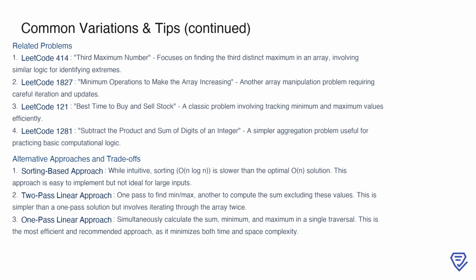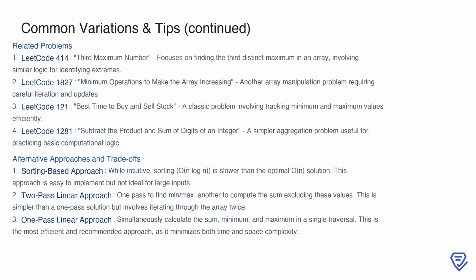Similarly, LeetCode 1827, minimum operations to make the array increasing, requires iterative updates to an array while adhering to specific rules. Another related problem is LeetCode 121, best time to buy and sell stock, which focuses on efficiently tracking minimum and maximum values. Lastly, LeetCode 1281, subtract the product and sum of digits of an integer, is a simpler problem that can help you practice basic aggregation logic.